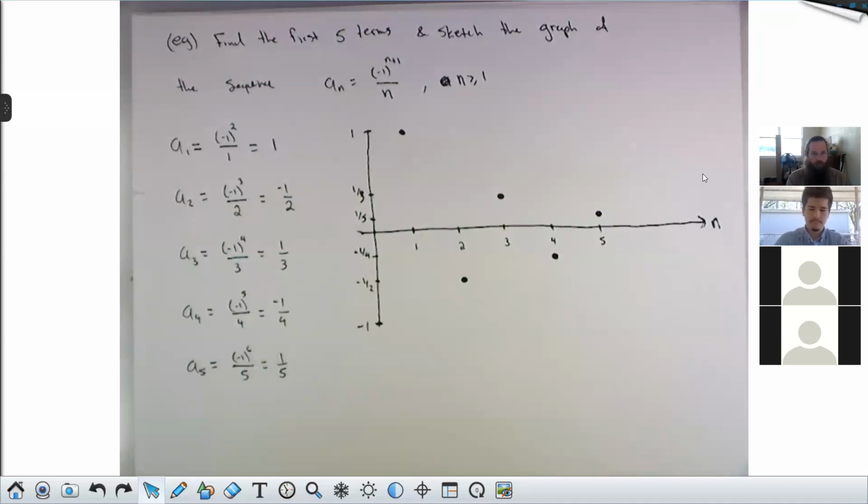Anyway, this is the graph of this sequence. Any questions on how we got these terms or how we graphed them here? Okay. So all the normal calculus stuff, like continuity and differentiability, don't really apply to a sequence, right? If the graph of a sequence is just a collection of dots, then there's no way to say that this is continuous.